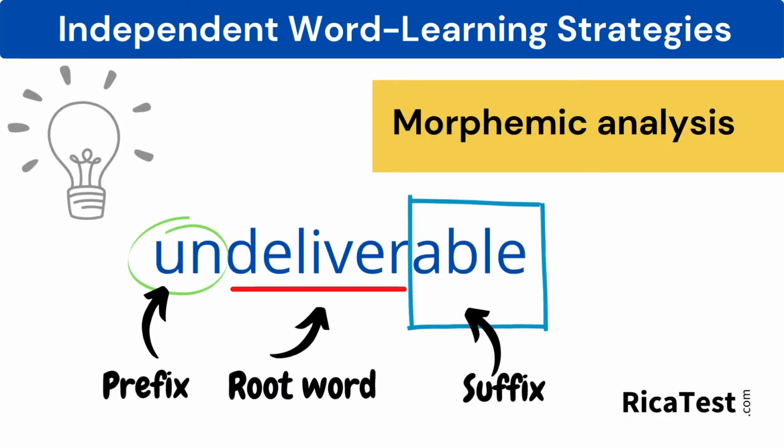Morphemic analysis, which is also called structural analysis, is when you look at the parts of a word to determine their meaning. Here we have the word undeliverable. The root word is deliver. The suffix is able, which means can, and the prefix is un, which means cannot, so that we know, using morphemic analysis, this thing is undeliverable, which means it cannot be delivered.